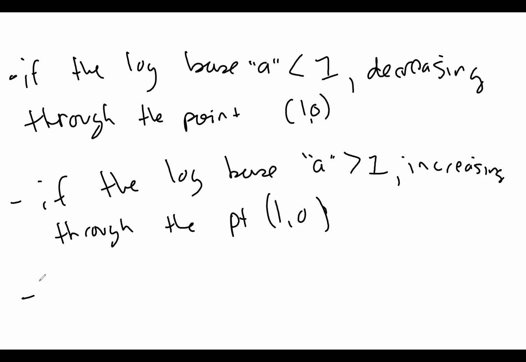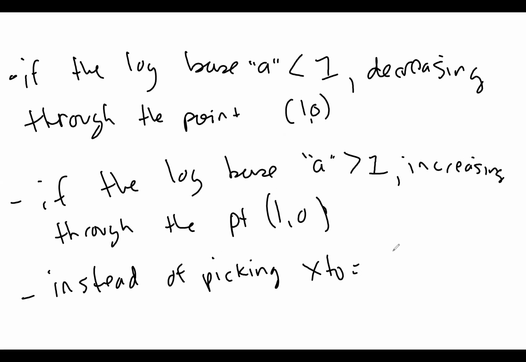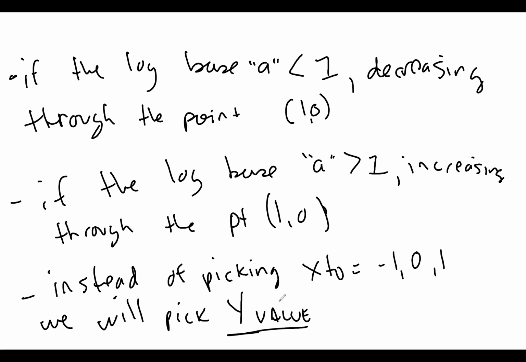Okay. And then the last piece of information before we actually give it a shot is, instead of picking, does anybody remember what x values we chose last time? -1, 0, and 1. Absolutely. So instead of picking x to equal -1, 0, and 1, what happens? We're going to switch the x and the y. So we will pick the y value to be -1, 0, 1. Exactly. Yep. Okay, because literally that's all we're doing. We're switching the x's and the y's.